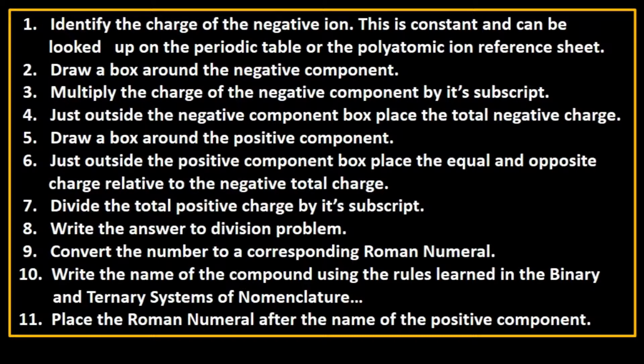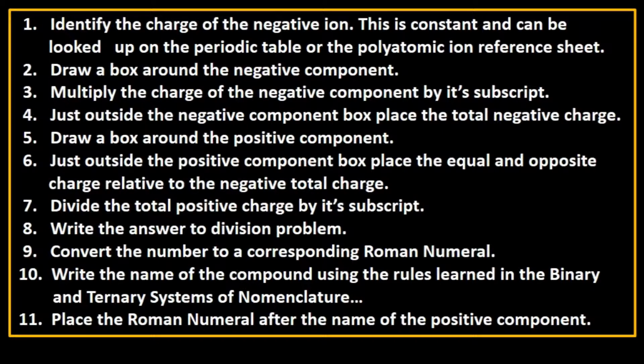The Roman system is used for compound salts that have as the positive component a d-block transition element or a heavy p-block element. So let's begin. 1. Identify the charge of the negative component, the negative ion, sorry. This is constant and can be looked up on a periodic table or the polyatomic ion reference sheet.